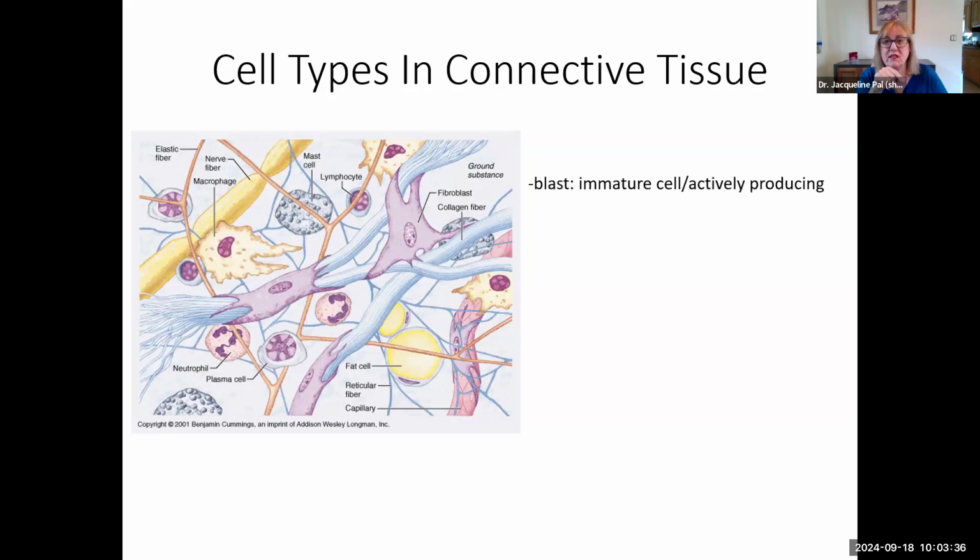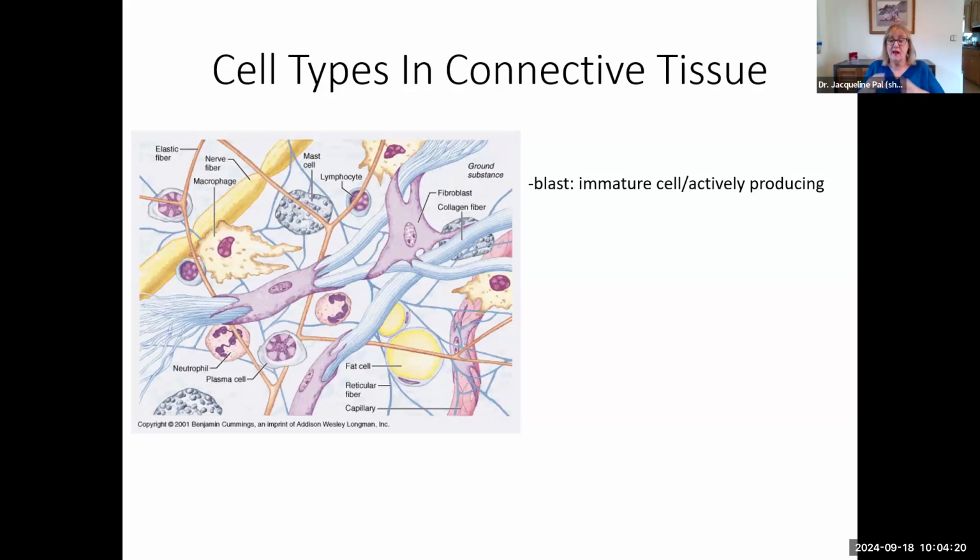So the first thing I'm going to introduce you to are the suffixes that go to some cells. If a cell ends with the suffix blast, what that means is that's an immature cell that's actively producing the substance. It's a builder cell. So if we were to take the prefix osteo, like most people know osteo, like osteoarthritis has to do with bones, okay? And osteoblast would be actively producing the stuff to make bones.